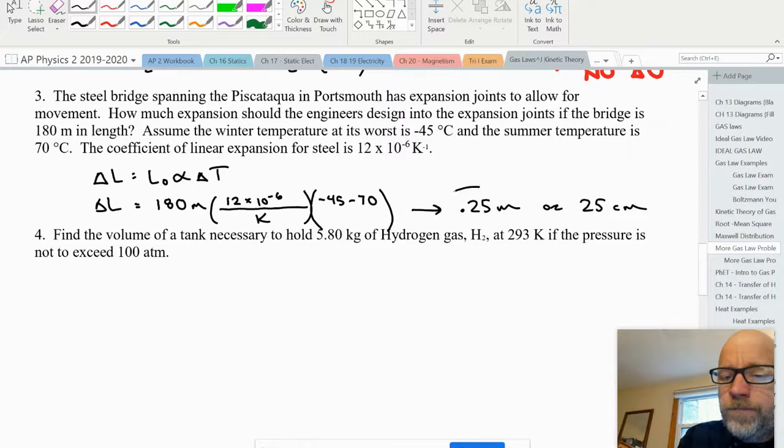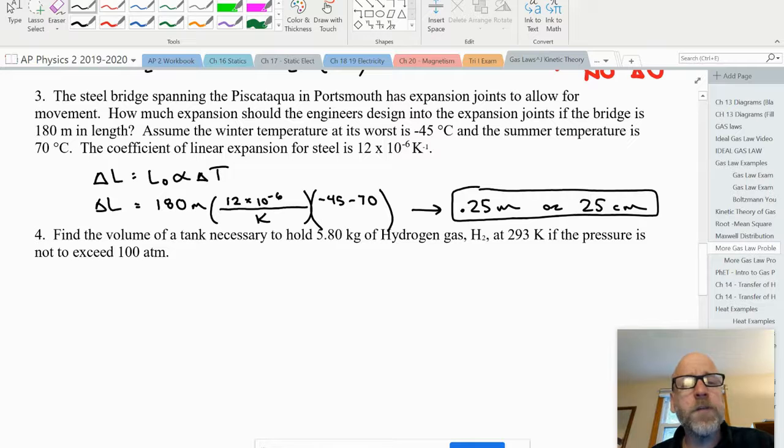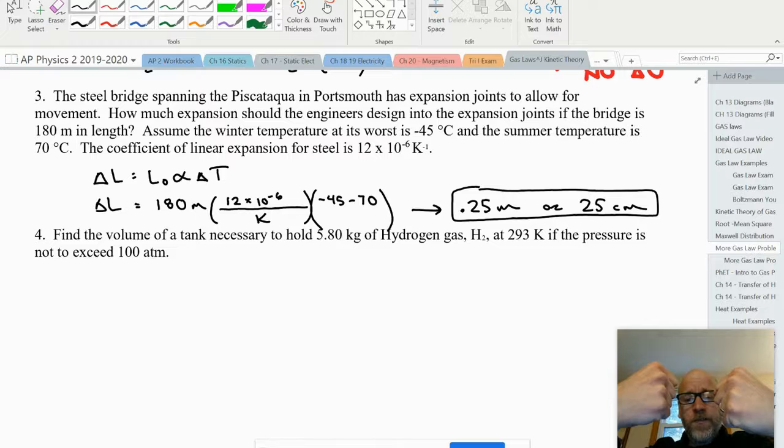All right. You guys cool with that? Look, it's not a big deal. It's a simple plug and chug. The relationship is given. When things get hotter, they expand. When things get colder, they contract.